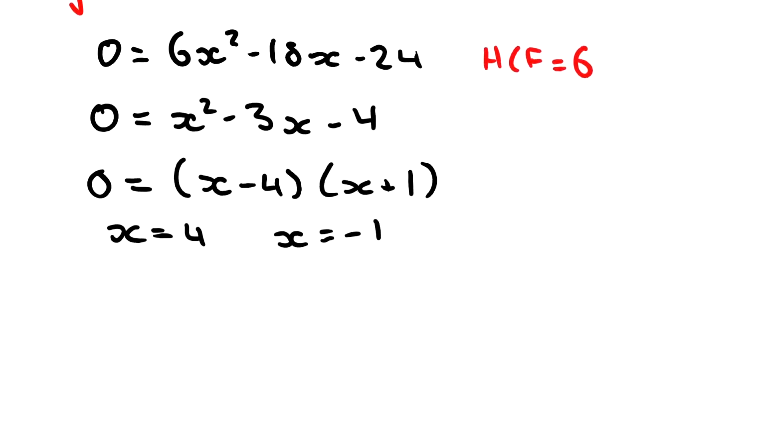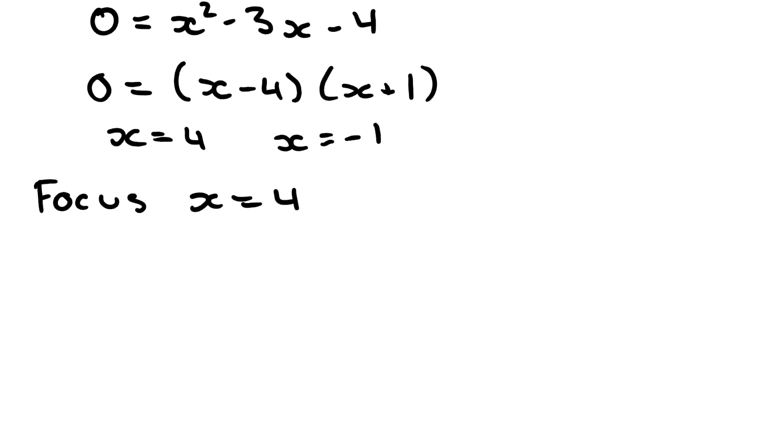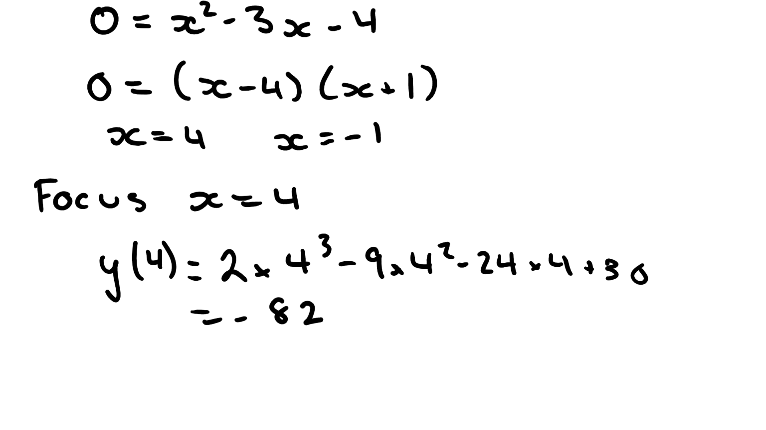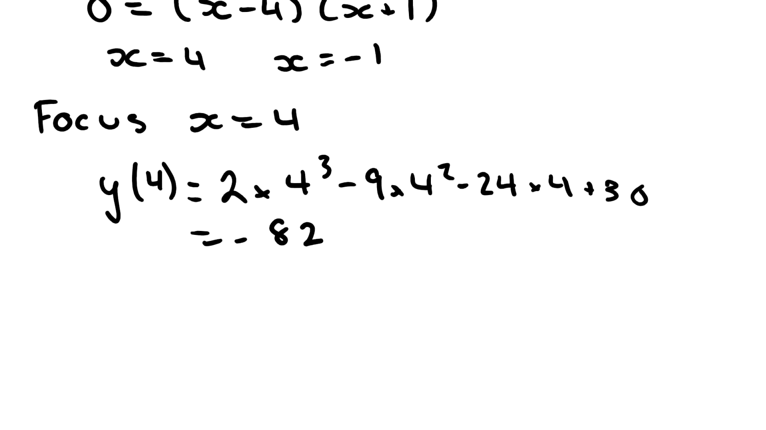Right? So let's focus on our x equals 4 first. So let's find our y value. So the y value for here is going to be, all we're doing is changing all the x's to 4 in the original function. Chuck that in your calculator and you'll get minus 82. So there's a coordinate at 4 and then minus 82.